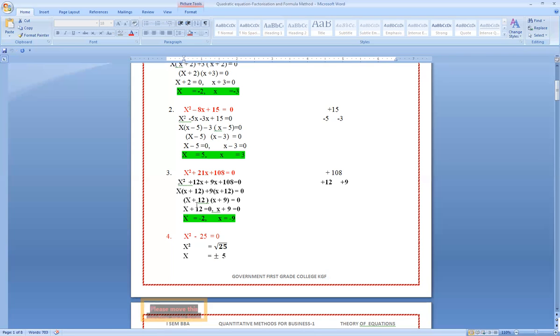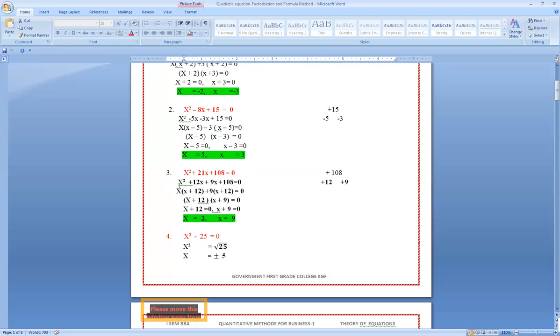So let us see the third question, x square plus 21x plus 108 equals 0. Now for this 108, a into c has to be multiplied. The value of a is 1, the value of c is 108. So when you multiply the numbers, it should be 108, and when you add or subtract, it should become plus 21. Now we'll have to consider the two numbers, 12 times 9 is 108, and 12 plus 9 will be the value, that is plus 21.